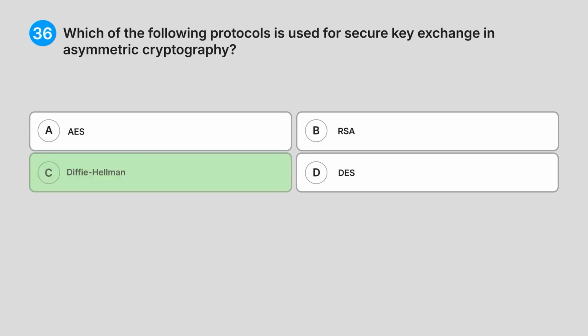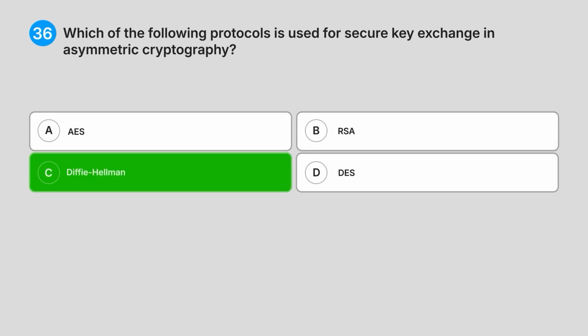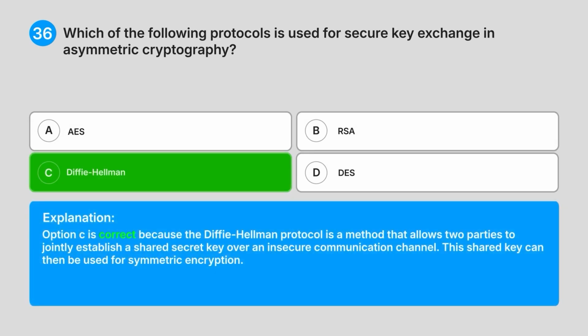Correct answer, C. Diffie-Hellman. Explanation: option C is correct because the Diffie-Hellman protocol is a method that allows two parties to jointly establish a shared secret key over an insecure communication channel. This shared key can then be used for symmetric encryption.